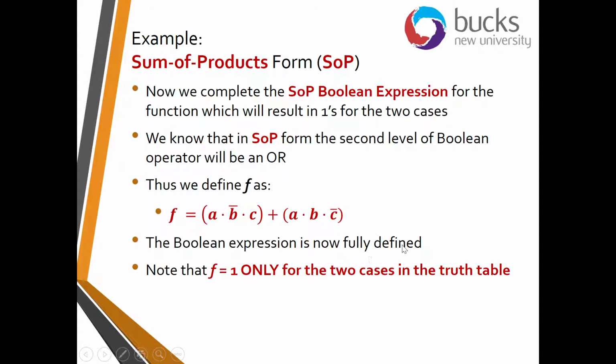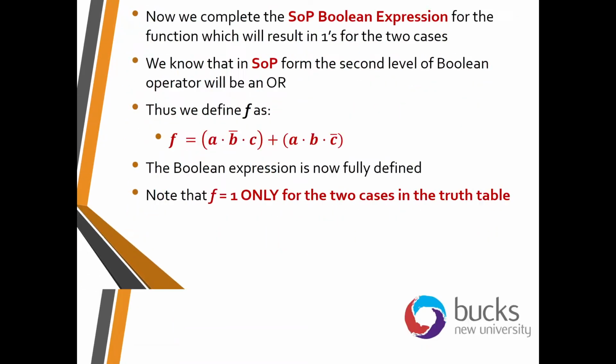So the Boolean expression is now fully defined, and note that f equals 1 only for the two cases in the truth value. So if we built this circuit, we would only get 1 as an output as f for those two combinations of 101 and 110 in terms of the three inputs. Any other combination would give us 0. And you could try it out, build that circuit, multimedia logic, run it. You will see it operate. We'll probably do some of those in a second anyway.